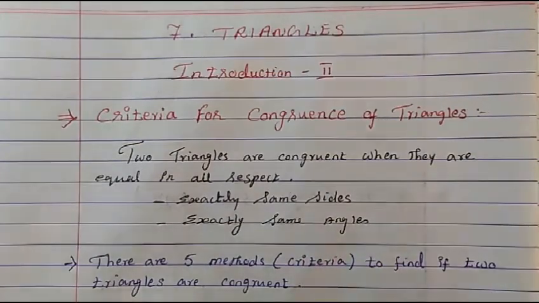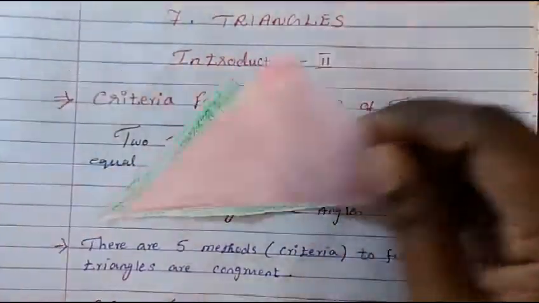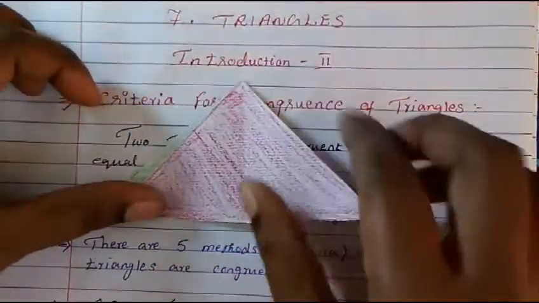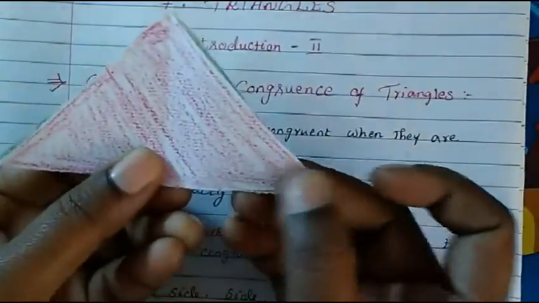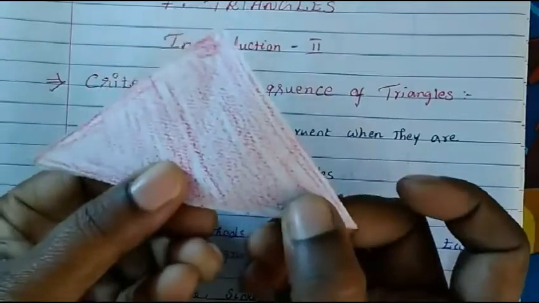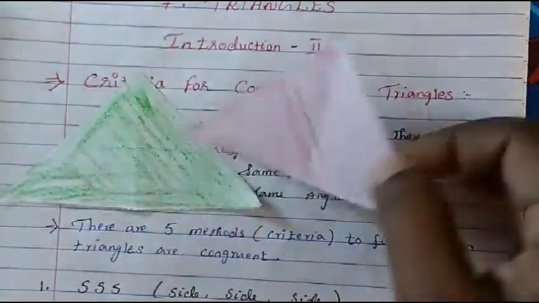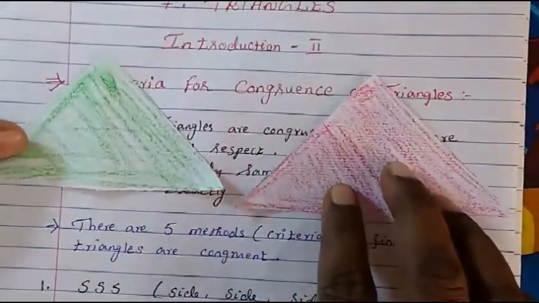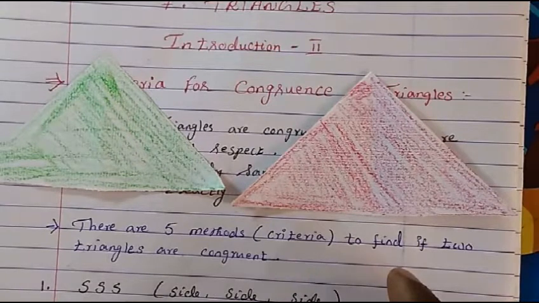Now, how to find? For example, these two triangles I have here. They are same to same, so you keep them on top of each other. You see, they are same to same because all sides are the same and all the angles are the same. When you keep them separately, you can tell they have the same shape and the same size. So they are congruent.